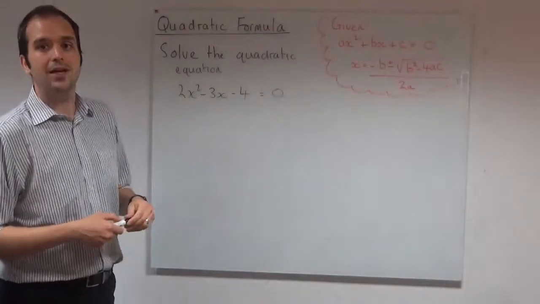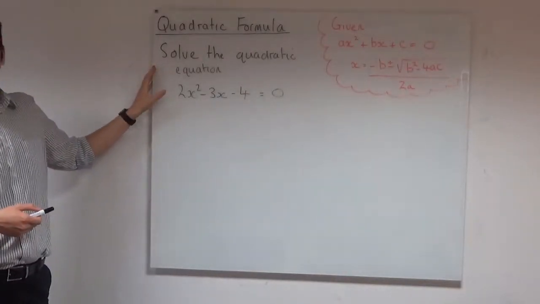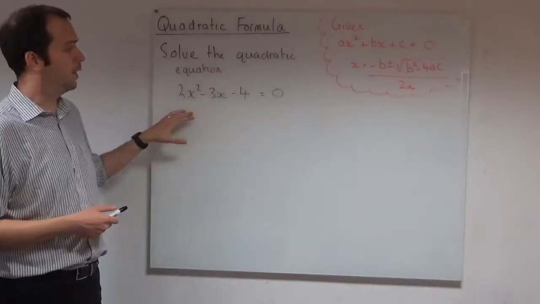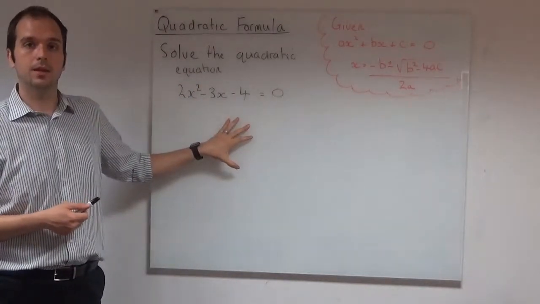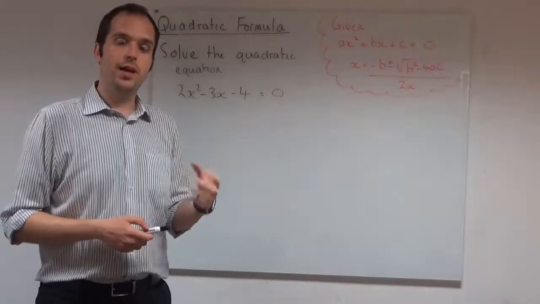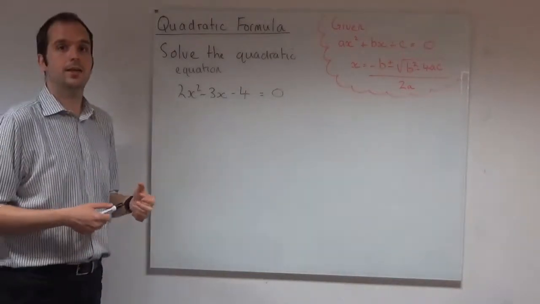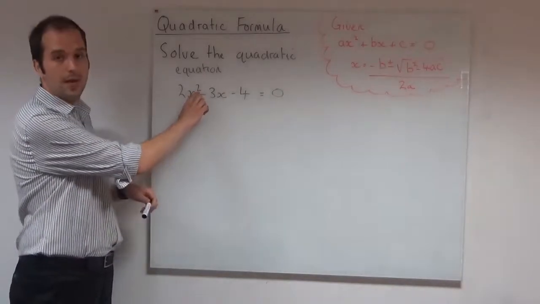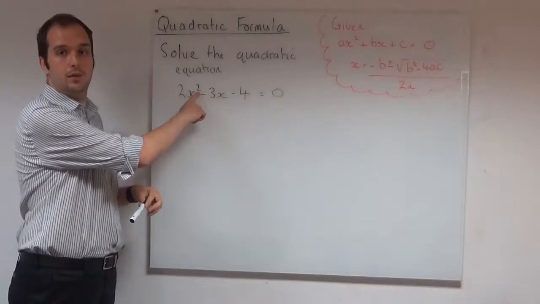Okay, so let's have a look at this question that we've got written on the board here. The question has asked us to solve the following quadratic equation. Now, the first thing you should realise is why it's a quadratic. And the reason why it's a quadratic equation is because the highest power in x is 2.